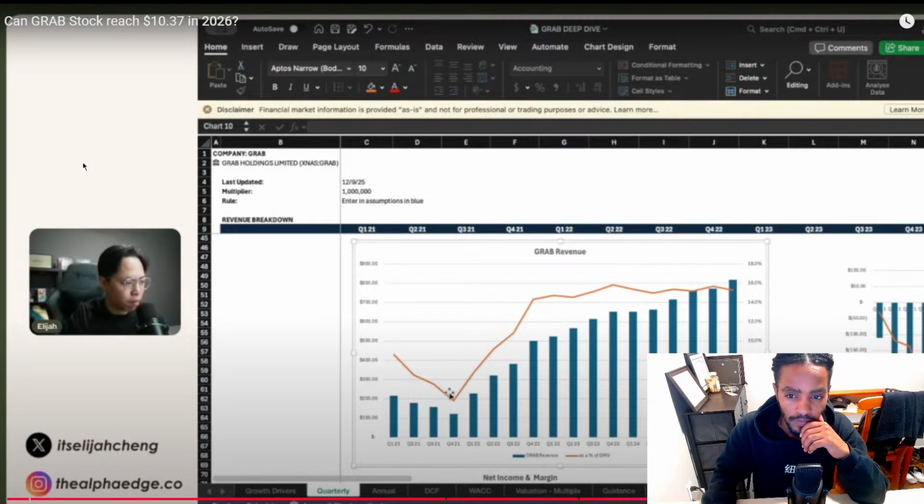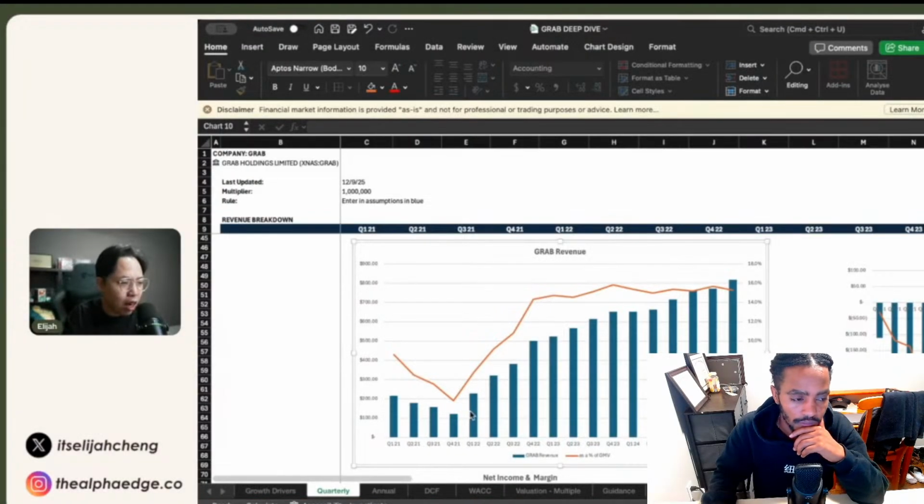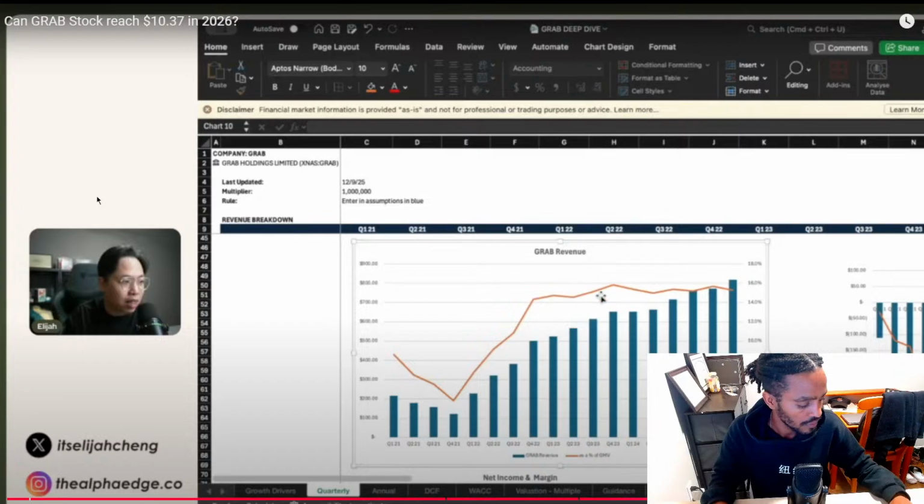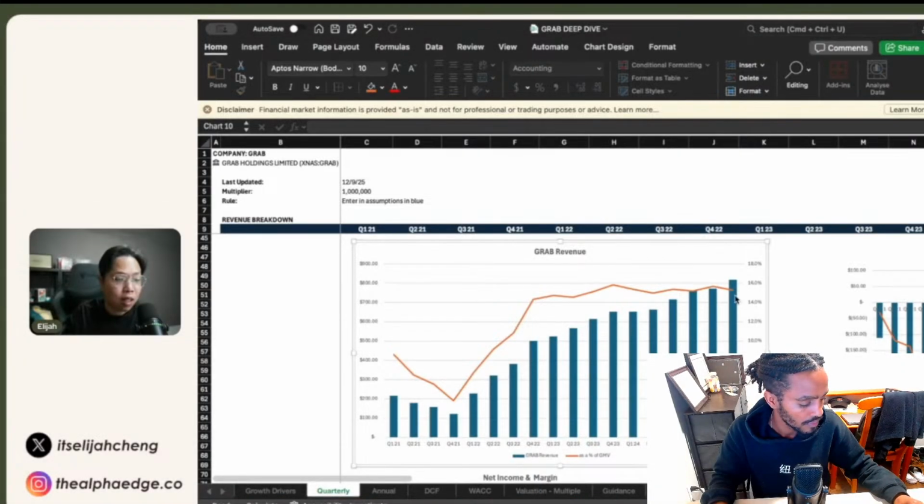Now, when Grab first came public, this number wasn't very healthy. It dropped into the single digit range. And I think a large part of that is because they were spending a lot of that on giving away incentives. But over time, you can see that Grab's revenue as a percentage of GMV has slowly increased and now basically steadied out in the 14 to 16% range over the last few years. And I think this is a fairly stable number.